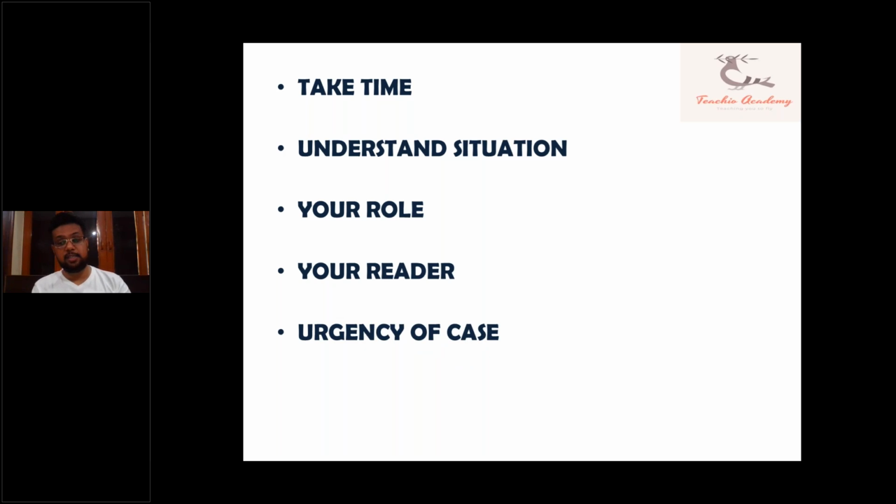Then the urgency of the case is also necessary. The urgency of the case is signified in the first paragraph. The level of the urgency of your writing the letter would be shown in the first paragraph. So the first paragraph of the letter plays the most significant part of this letter.